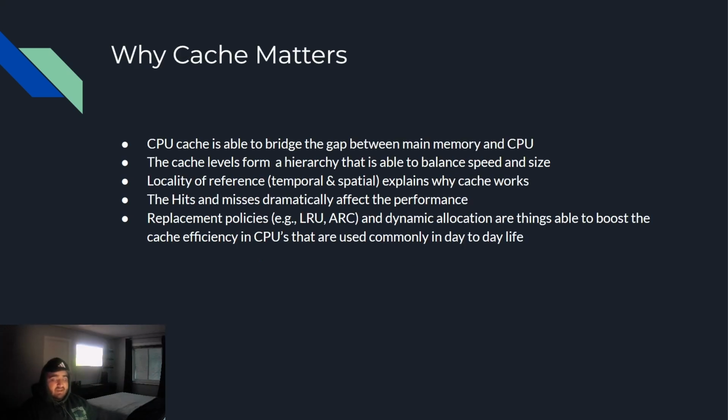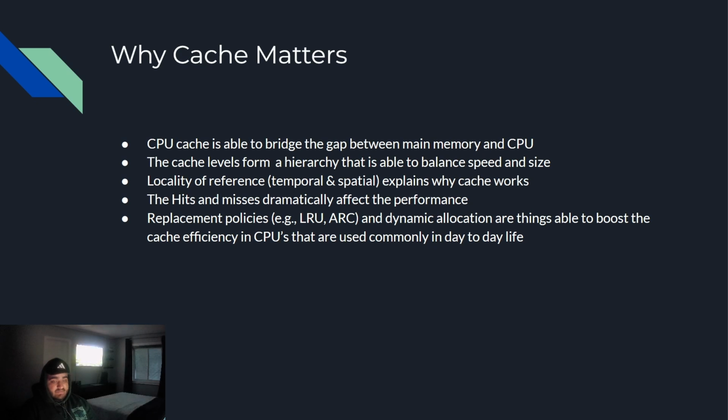Next, we'll talk about why cache matters. To wrap it all up, cache is a small part of the CPU, but it plays a huge role in the performance of the CPU. It bridges the speed gap between CPU and RAM, reducing how often the processor has to wait for data. The cache hierarchy, L1, L2, and L3, keeps the most useful data close, enabling faster execution. Principles like temporal and spatial locality help the cache predict what the CPU will need next. When the prediction is correct, you get a cache hit, and everything runs faster.